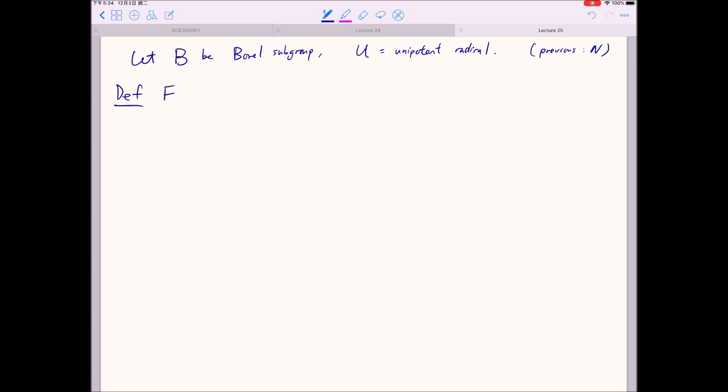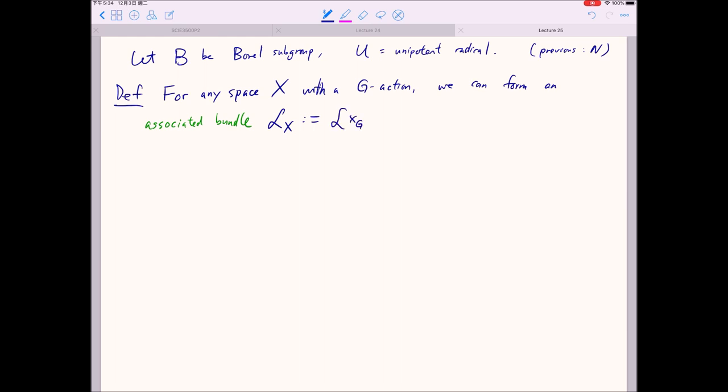So the language of associated bundles is the following. For any space X with a G action, we can form an associated bundle, L of X. By definition, this is the fiber product, L cross X. So intuitively, you can think of each fiber as looking like the orbit of the G action on X.